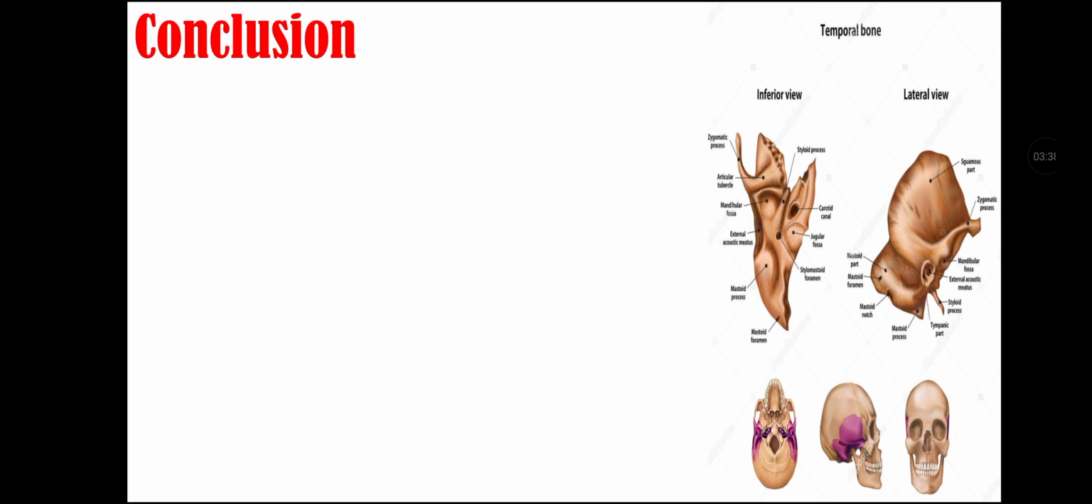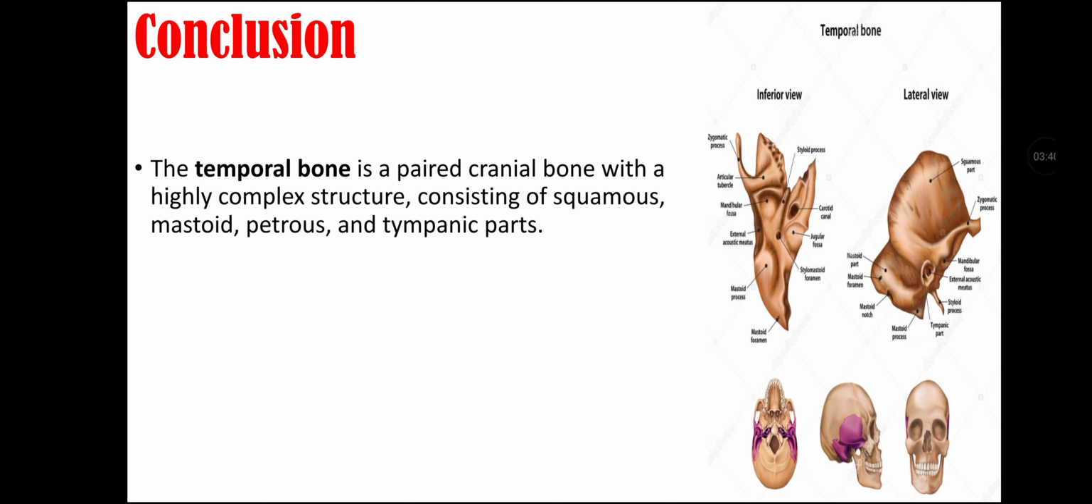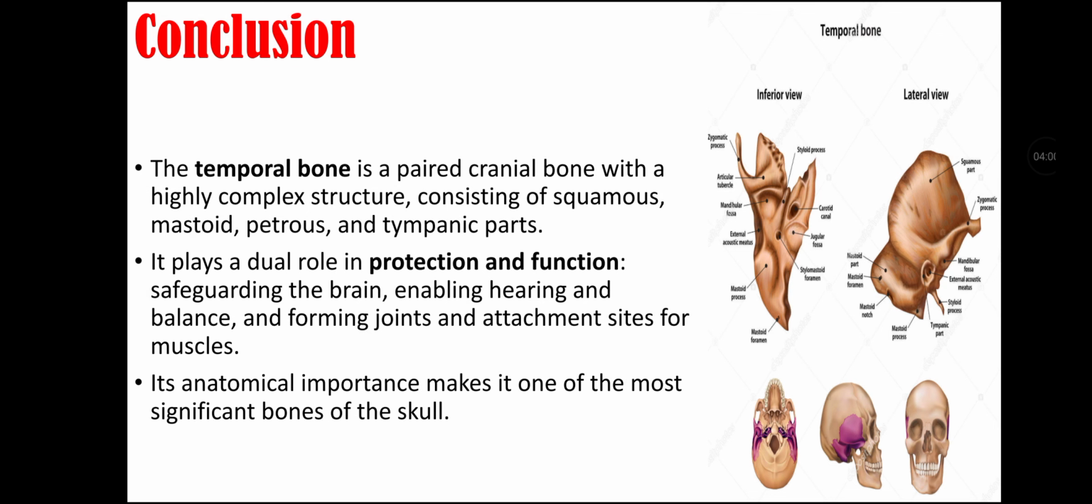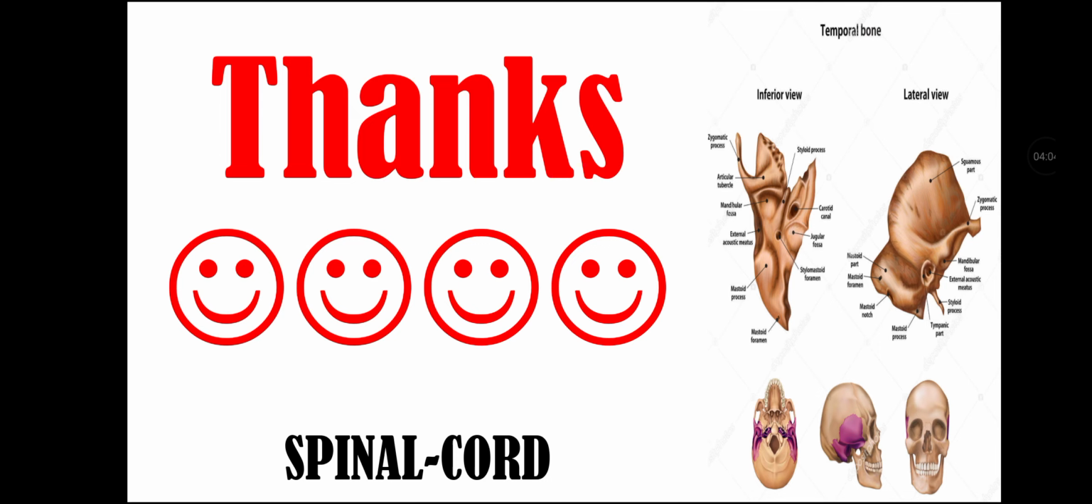Conclusion of this lecture video. Temporal bone is a paired cranial bone with a highly complex structure that consists of squamous part, mastoid part, petrous part, and tympanic part. It plays a dual role in protection and function, safeguarding the brain, enabling hearing and balance, and forming joints and attachment sites for the muscles. Its anatomical importance makes it one of the most significant bones of the skull. And this is all about temporal bone.